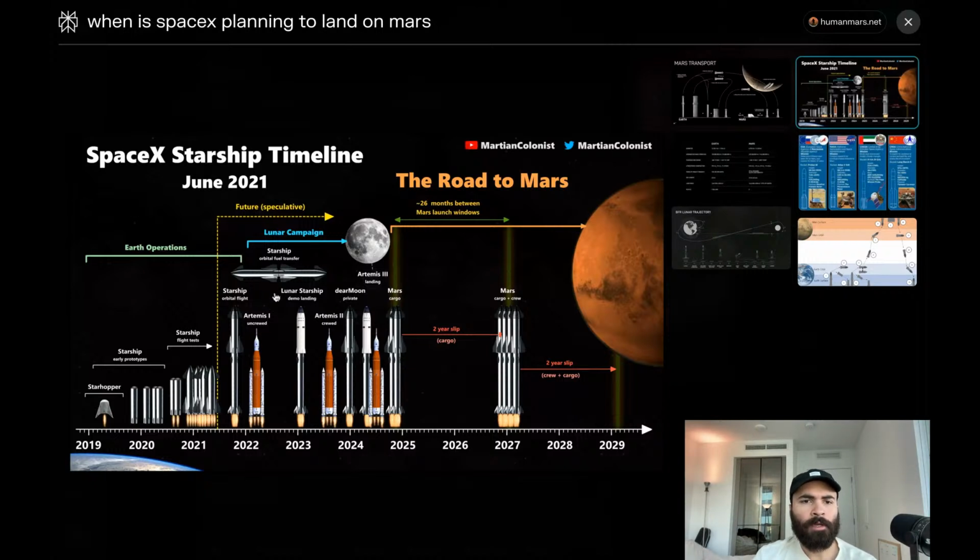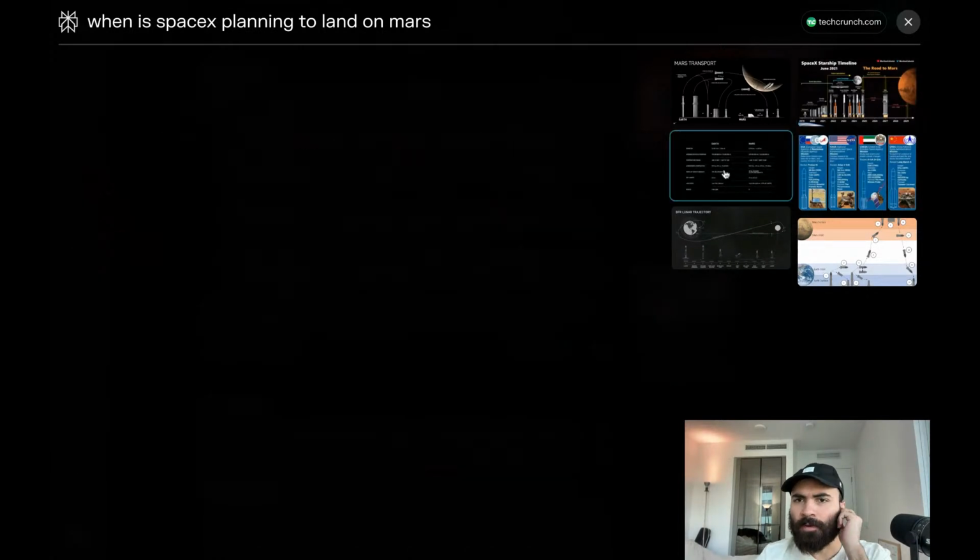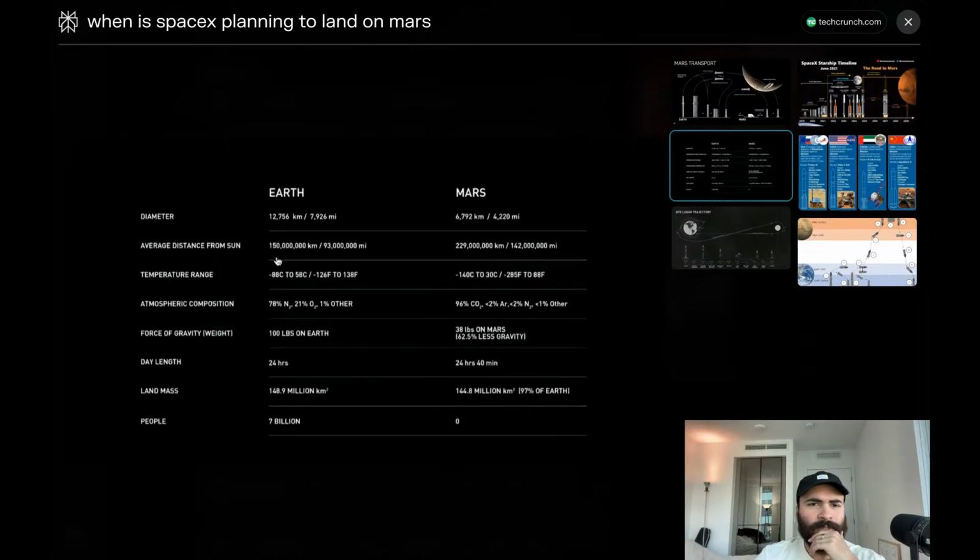Starship orbital fuel transfer. Starship orbital fuel transfer. Why didn't NASA need that? That would be interesting to know. Lunar campaign, lunar Starship, Artemis 2 crewed, Dear Moon, okay, Artemis 3 landing, Mars cargo, 2 years slip, Mars cargo plus crew, 2 years slip, road to Mars, 26 months between Mars launch window. Interesting.